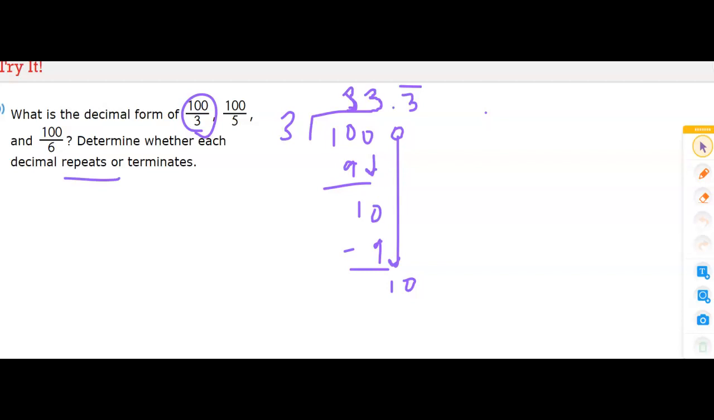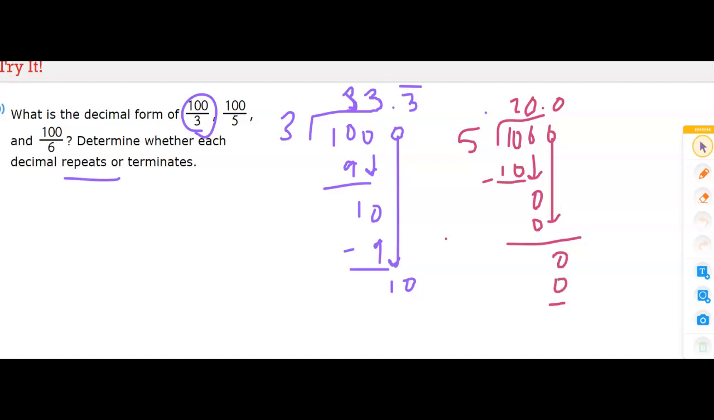All right, now I'm going to do 100 over 5. So we have 100 divided by 5. 5 goes into 10 twice. Bring down a 0. 5 goes into 0 0 times. We have to add a decimal there. 5 goes into 0 0 times, and it just ends at 0. So it's just 20. So this actually will be terminating because it goes into it equally. So that terminates, 100 over 5.